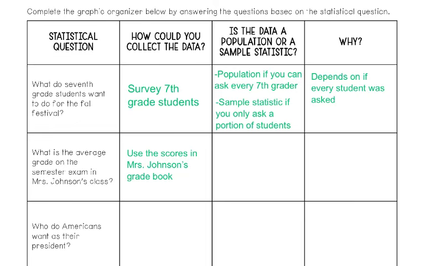So you could obviously ask Mrs. Johnson, or you could use the scores in her grade book. That way you're collecting that numerical data for the entire population. And since we wanted to find out the average grade on the exam, we would have to include all pieces of data. So we would need every grade. That's why it's a population statistic, and that's why.